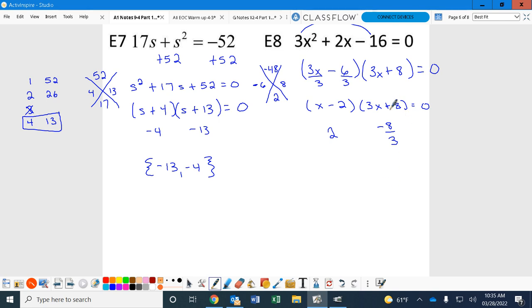Guys, it's going to be whatever this is, the opposite of this, divided by the number in front of the variable. So it's going to be negative 8 divided by 3. Now, still going braces, negative 8 thirds, comma, 2. Always your negative before your positive. You're always going least to greatest.